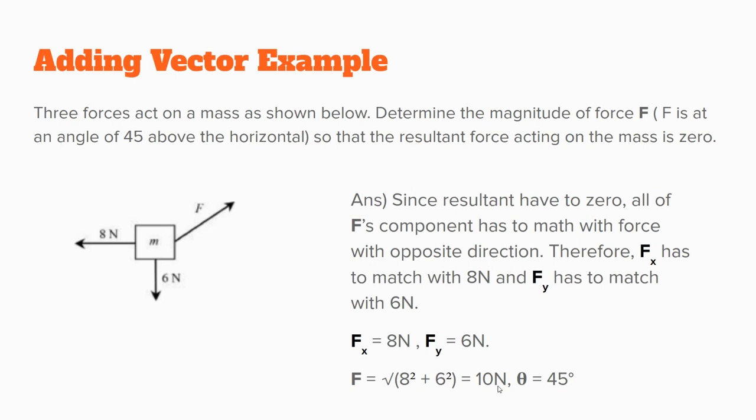Since the resultant has to be 0, the components of vector F have to match the other forces with opposite direction. Therefore, Fx has to match 8 Newtons and Fy has to match 6 Newtons. So Fx equals 8 Newtons, Fy equals 6 Newtons. And like I said before, if we have both components Fx and Fy, we can get force F, which is the root of 8 squared plus 6 squared, which is 10 Newtons. And the theta, as mentioned in the question, is 45 degrees.